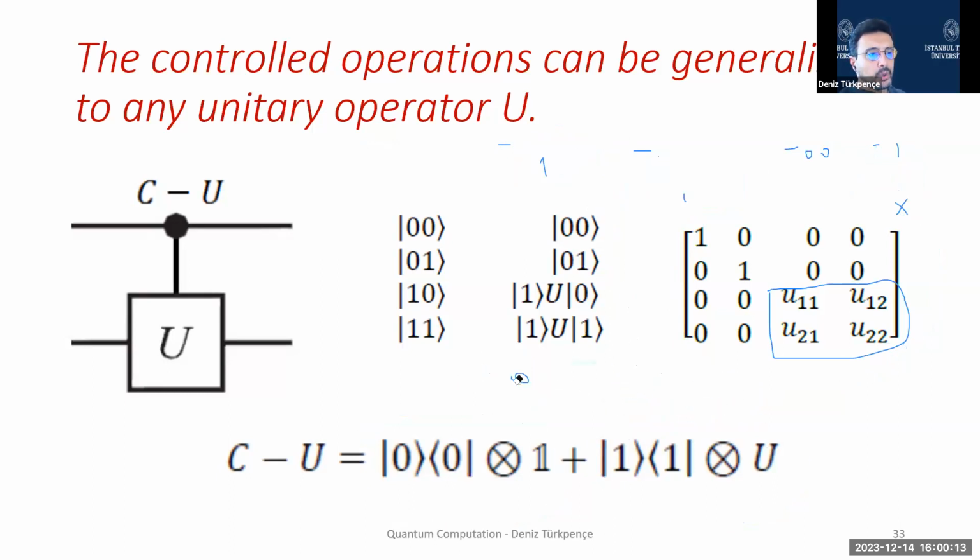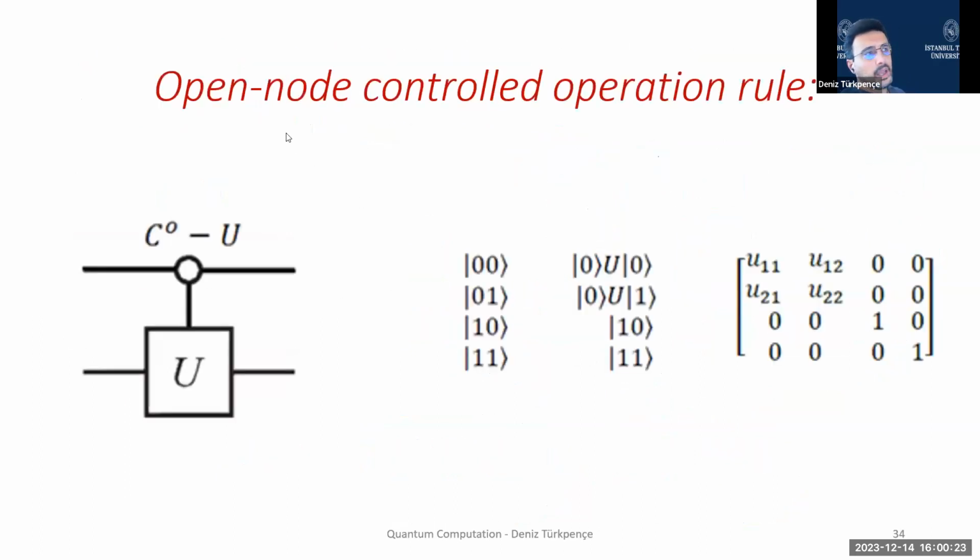Okay, let me clear the board, and the compositions are going to be so significant when constructing the circuits. Okay. And I have another important representation. If I have an open node controlled gate, the rules are just slightly different. It is as follows. If I have 0 on the control gate, then apply U operation to the target state.